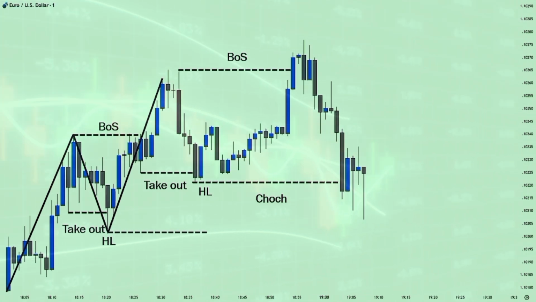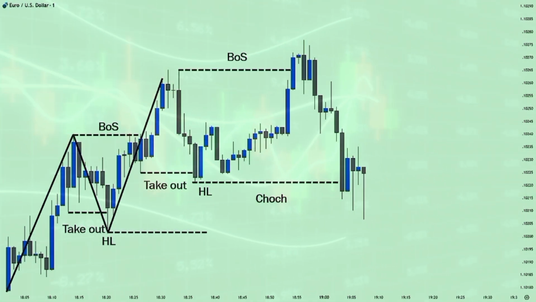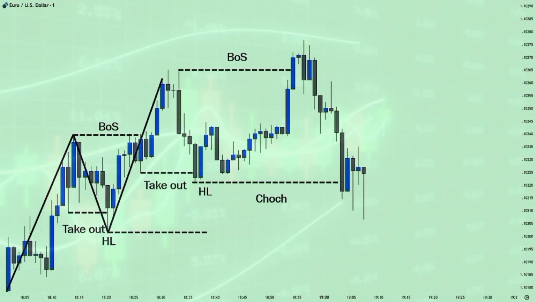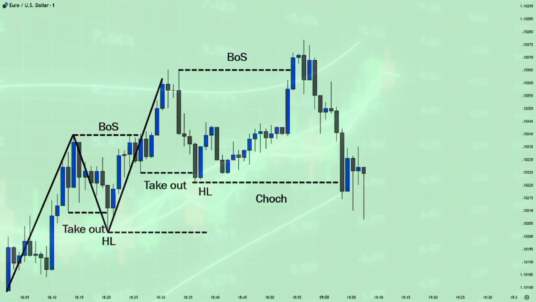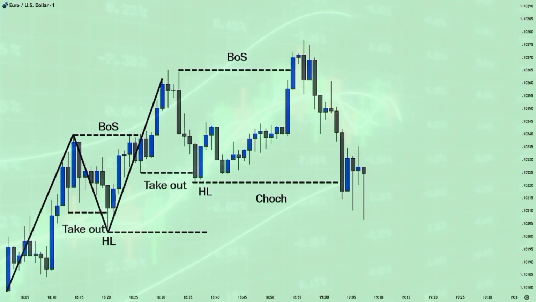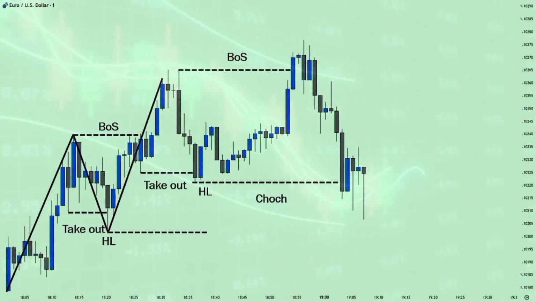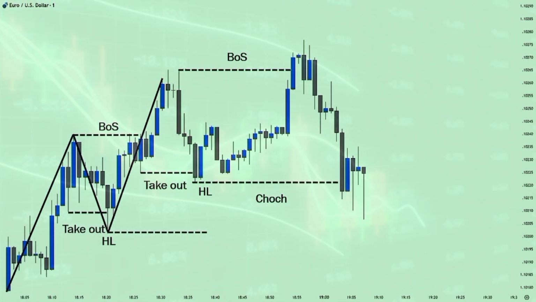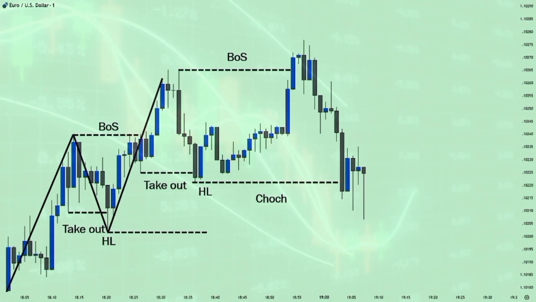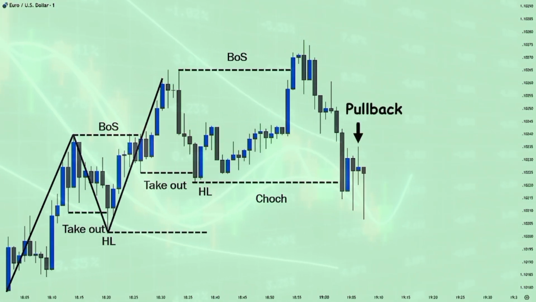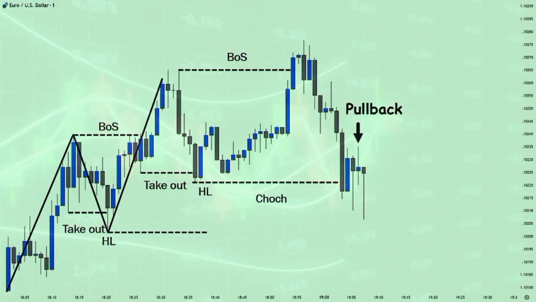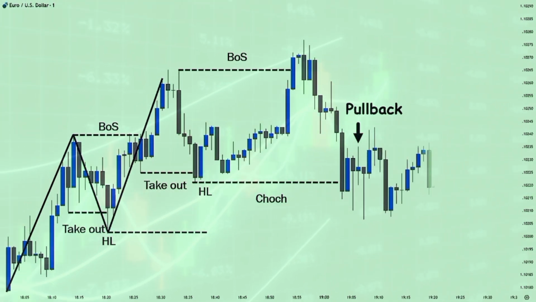We will consider the movement that created the change of character as a new impulsive wave to the downside. So once again, we apply the concepts of market structure first. We will identify the pullbacks and look for liquidity takeout to confirm our corrective move. This is our most recent pullback in terms of candlestick formations. So let's see what the market will do here.